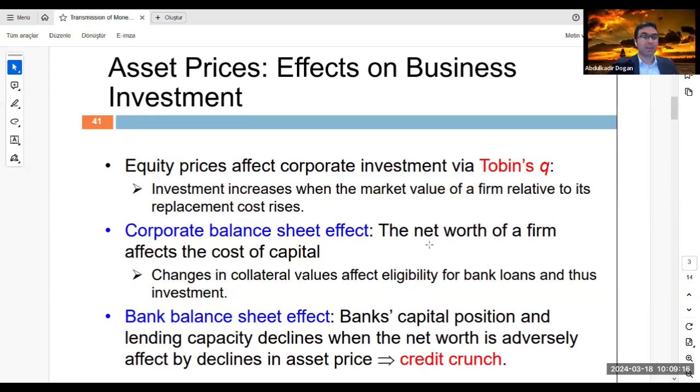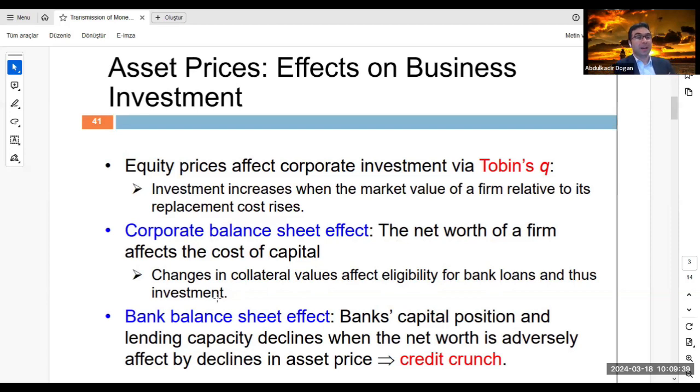So in the corporate balance sheet channel, the net worth of a firm affects the cost of capital. The cost of capital directly affects how much you want to invest. So if the cost of capital increases, you will decrease your investment in the long run. And changes in collateral values affect eligibility for bank loans and thus investment.